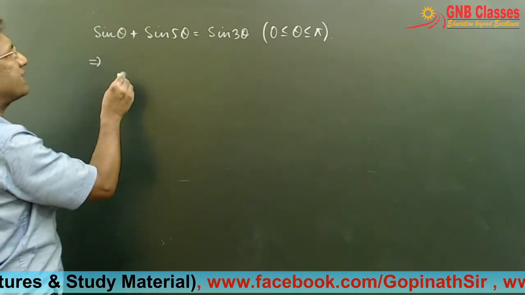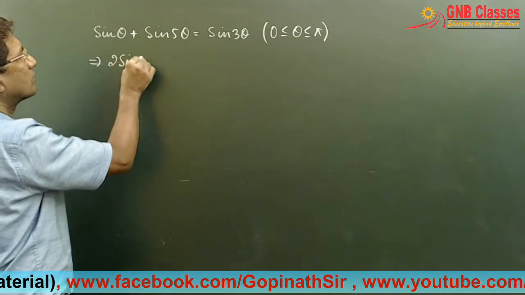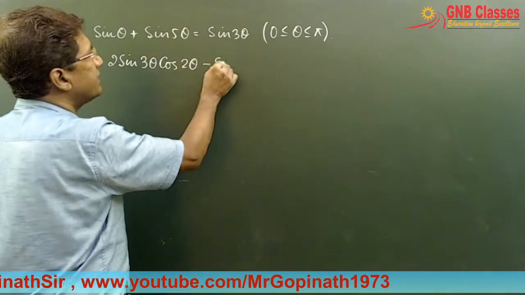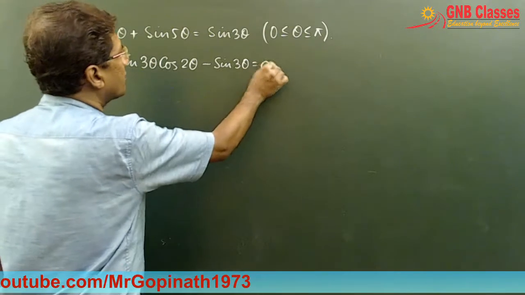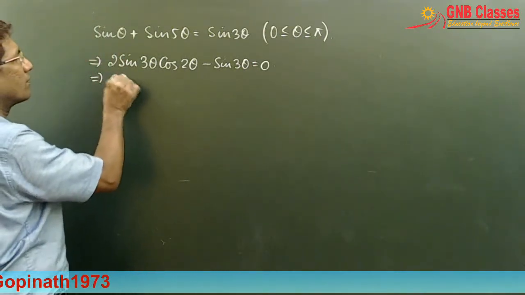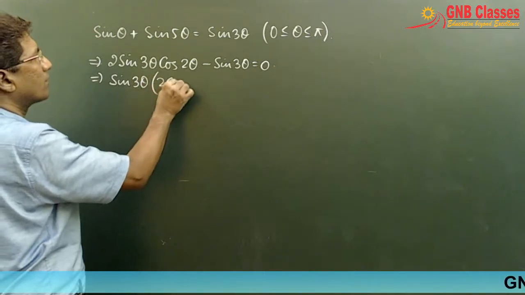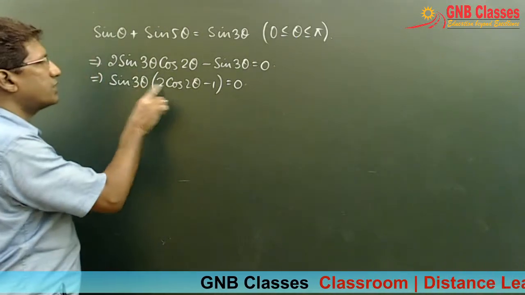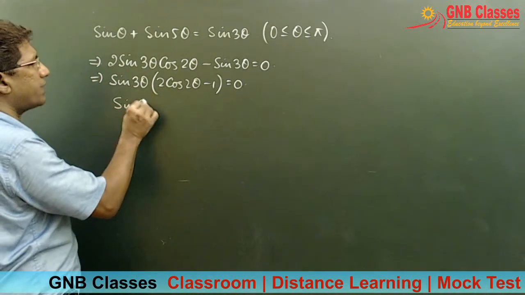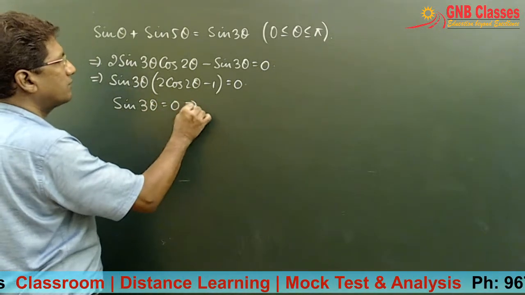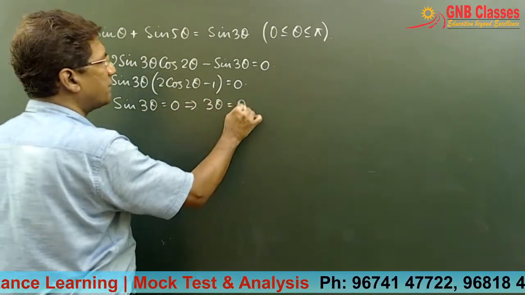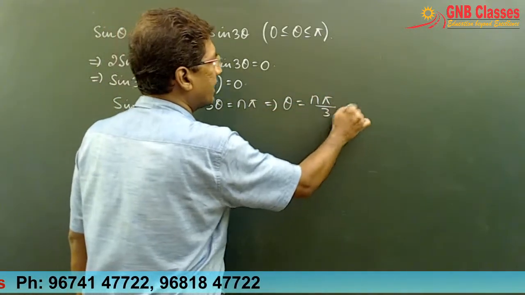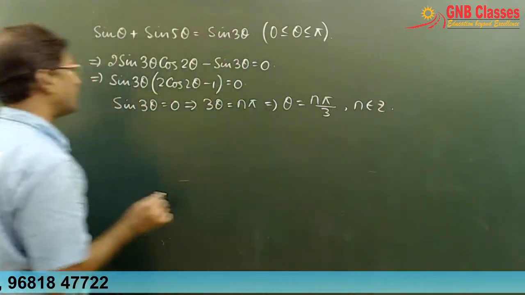in the left hand side we are applying the sin C plus sin D formula. Let me take sin 3 theta in the left hand side. Is it clear? Now either this is 0 or this is 0. So when sin 3 theta is 0, we are getting 3 theta as n pi. So theta is nothing but n pi by 3, where n belongs to Z.